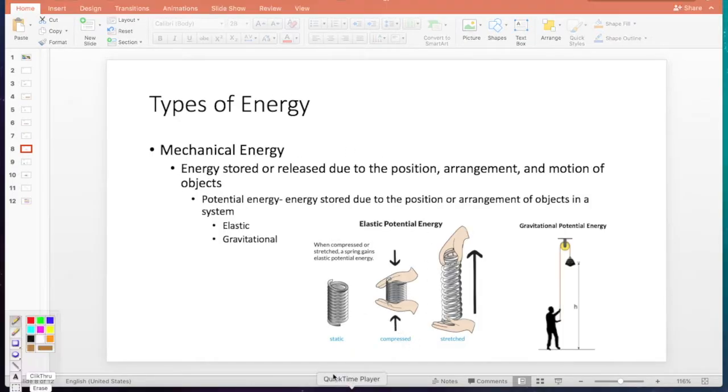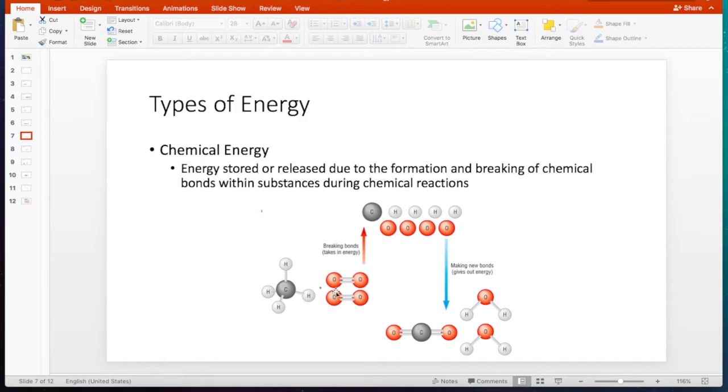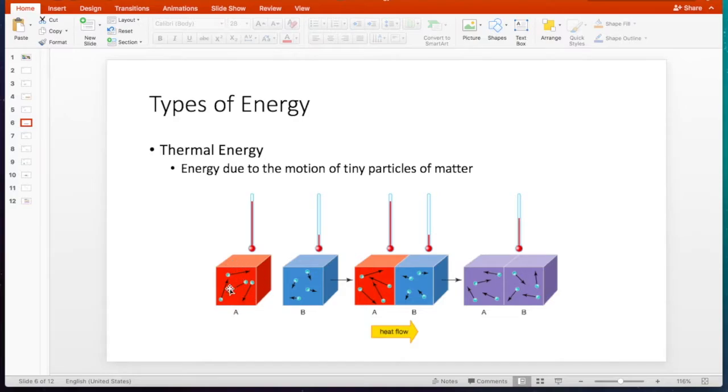Mechanical energy. Mechanical energy is the energy that is stored or released. So it's really energy that's due to the position, arrangement, and motion of objects in a system. Position, arrangement, and motion. Now, I don't want you to get confused about this. The objects we're talking about with mechanical energy tend to be big objects. By big, I mean that we're not talking about atoms and molecules like chemical energy. We're not talking about atoms or molecules or little tiny particles like thermal energy moving around.